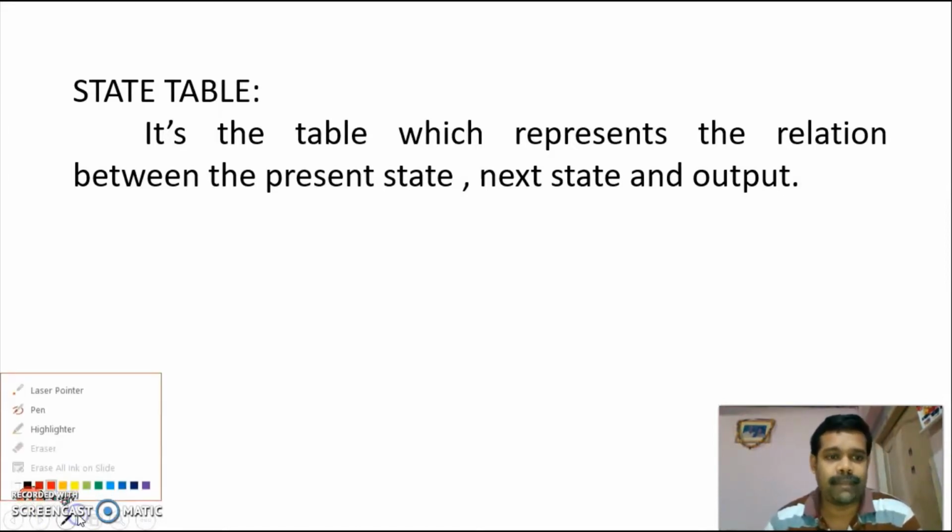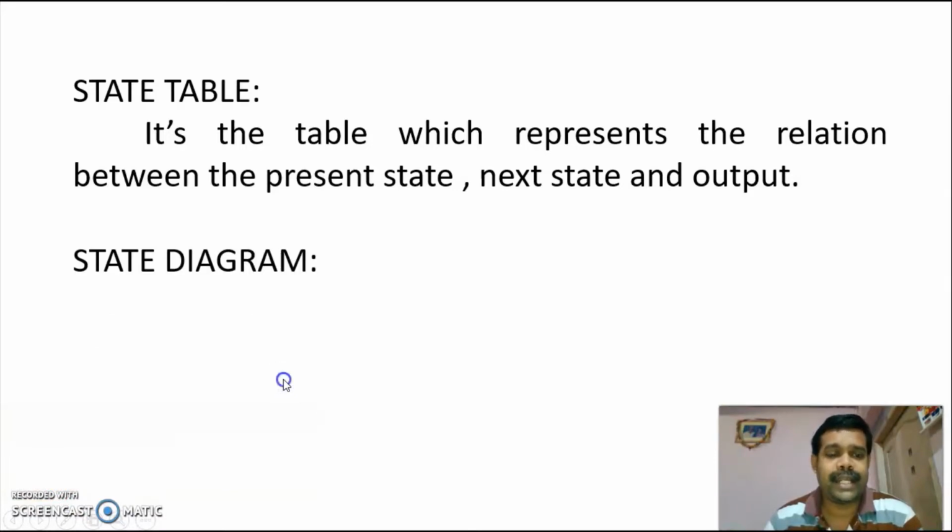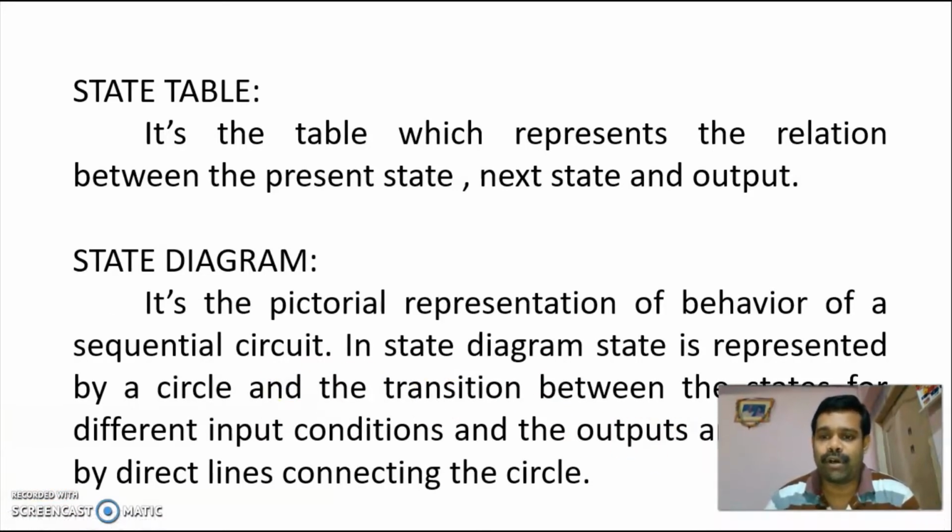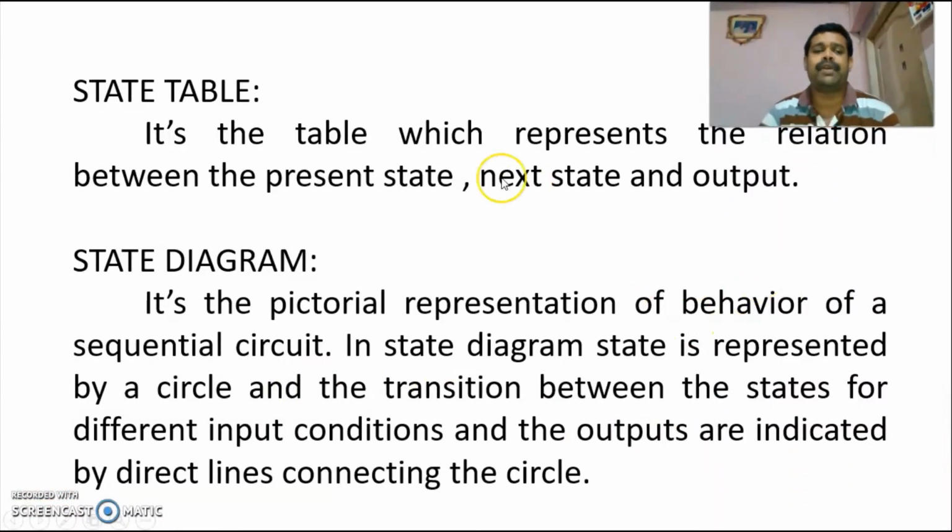Then state diagram. State diagram is a pictorial representation of behavior of sequential circuit. So from the diagram we can understand the behavior of a sequential circuit. In state diagram, state is represented by a circle and the transition between the states for different input conditions and the outputs are indicated by directed lines connecting the circle.